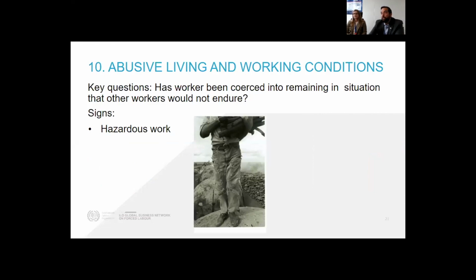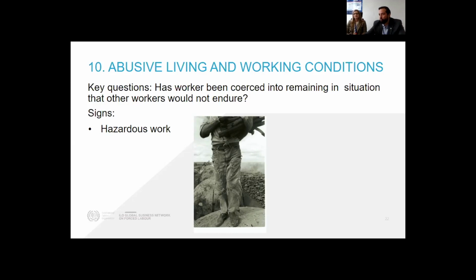Moving on, we have abusive living and working conditions. So the key question here is, has the worker been coerced into remaining in a situation that other workers or another person would not endure? So for example, I see no better way of presenting this than by using pictures. So I'll go through some cases, and please look at these images that I did include here.